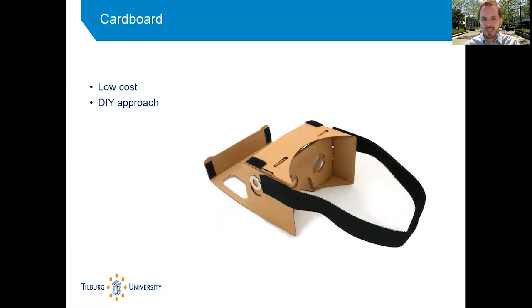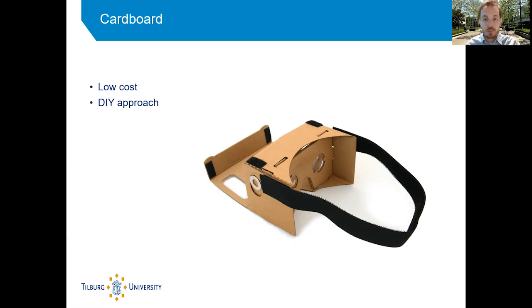And then there's an even cheaper example of a headset, which is this so-called cardboard headset that was first launched by Google. This is very low cost. And what's actually nice about this is that it's really a do-it-yourself approach. So you put it together yourself, you place your phone inside, place it in front of your eyes. And if you have the right app, you can also have all sorts of VR experiences.